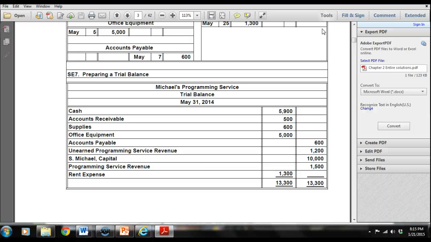Our accounts payable is a balance of $600. It's a credit balance. It's a liability. Our unearned programming service revenue is a credit balance of $1,200. Our S. Michael Capital is a credit balance of $10,000. Programming service revenue is a revenue account which has a credit balance of $1,500. And rent expense is an expense account with a debit balance of $1,300.